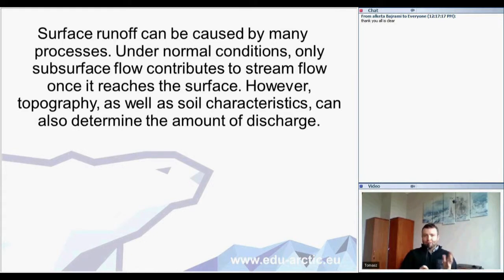Surface runoff can be caused by many processes. In normal conditions, only subsurface flow contributes to stream flow when it reaches the surface. So from underneath the ground, the water infiltrates, and when it appears on the surface, you have lakes or rivers. However, it is also dependent on topography and also on soil characteristics. So they also influence the amount of discharge, how much water is flowing through the river.